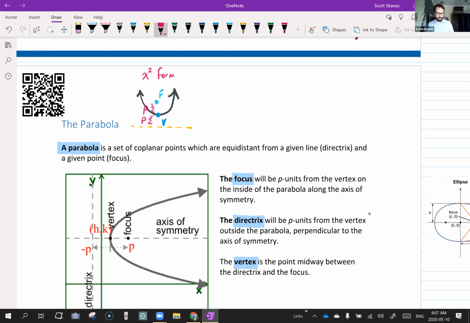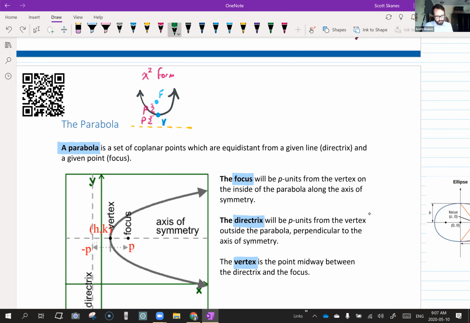You'll have the directrix, which is a point p units from the vertex on the other side, perpendicular to the axis of symmetry. The axis of symmetry is going down straight through like this. And the vertex, of course, is that maximum or minimum point. So before I go any further, this p-value is just like a distance from the vertex.